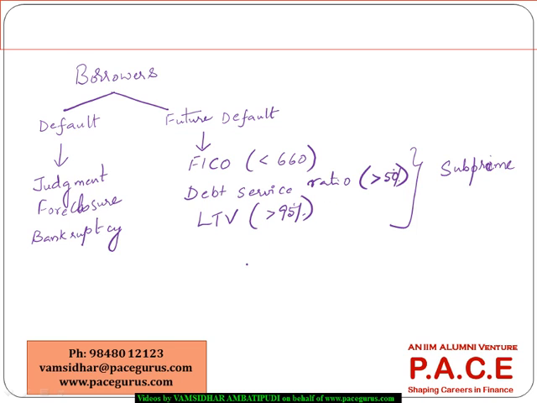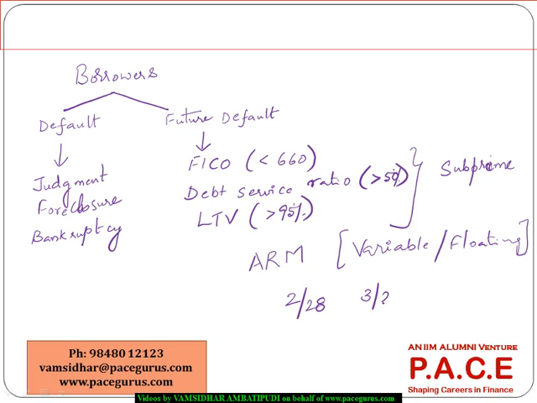And generally, when it comes to subprime loans, we look at them as adjustable rate mortgages. Adjustable rate mortgages are not fixed interest, but go on a variable or floating interest. Generally, they work out like 2 by 28 or 3 by 27, meaning 2 years of fixed rate and 28 years of floating, or 3 years of fixed and 27 years of floating. And floating could be anywhere based on the LIBOR rate.